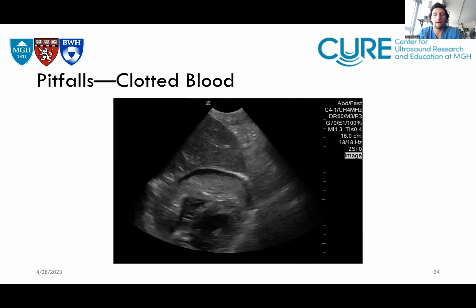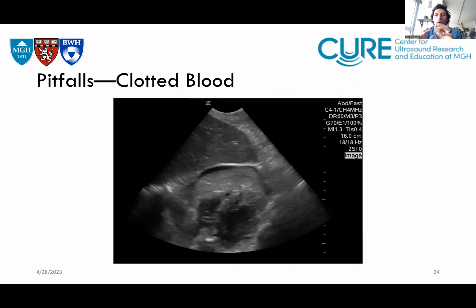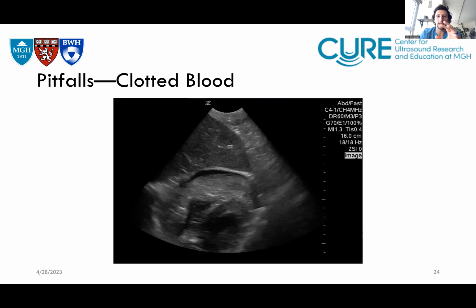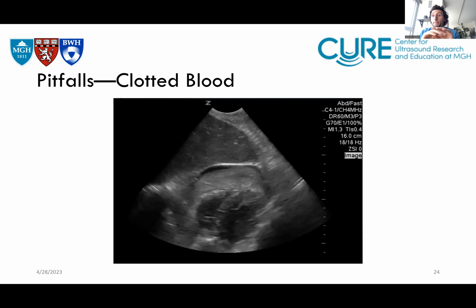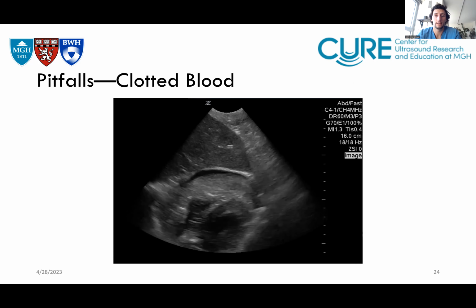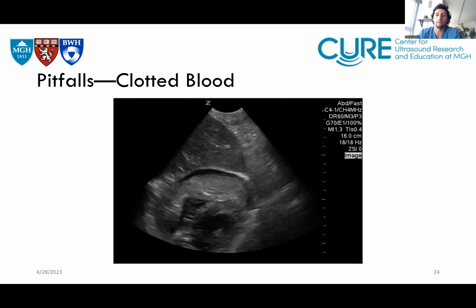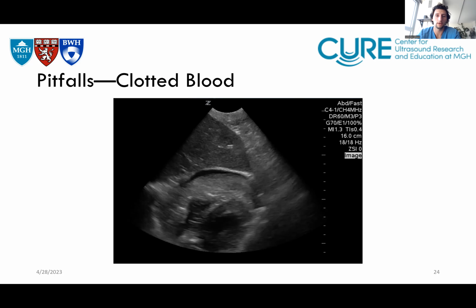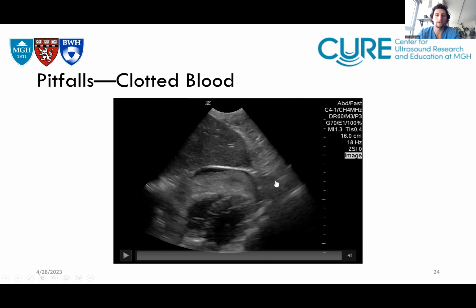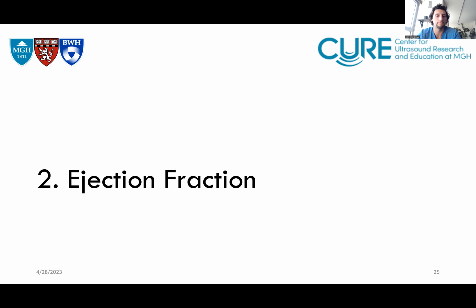Another pitfall to keep in mind is don't always expect completely clean hypoechoic, as in just a black stripe, for fluid. Because sometimes if that fluid collection is blood, it can clot, especially if it's a little bit older, and it actually looks like this. This is a bunch of clotted blood in the pericardium with a little bit of hypoechoic stripe there. So be careful when you're looking at that.